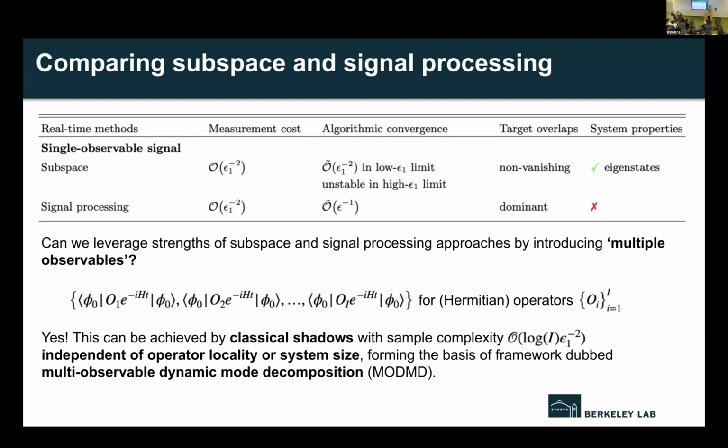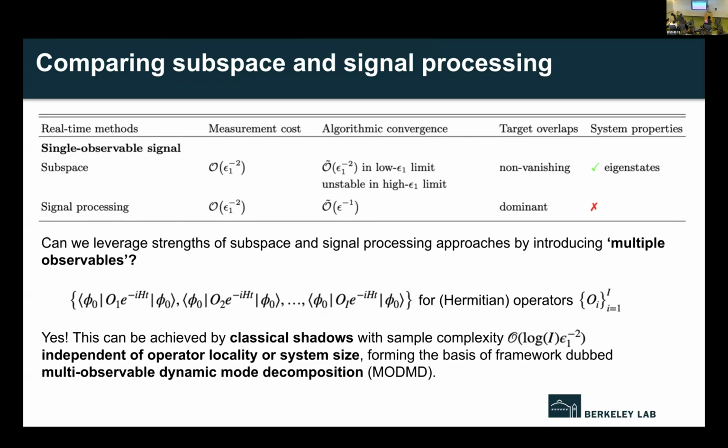Our idea is very simple. Instead of processing a single time signal like the overlap, we want to work with many signals that form a subspace. We do so by sampling many expectation values, which we call observables here. They take the form of a generalized overlap, where we compute phi O e to the iHt phi for a set of operators O. We'll show that this is achievable with a technique called classical shadows, which was also introduced this morning.